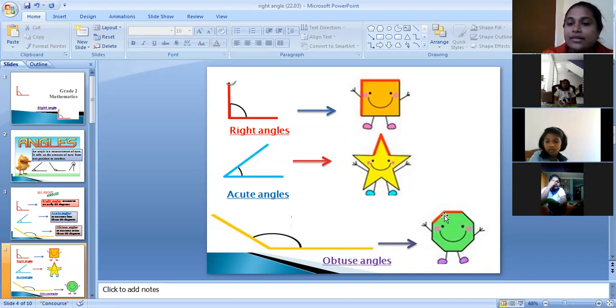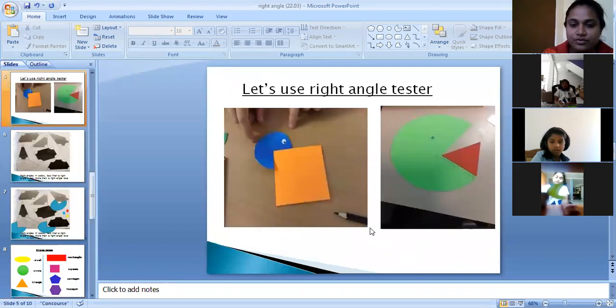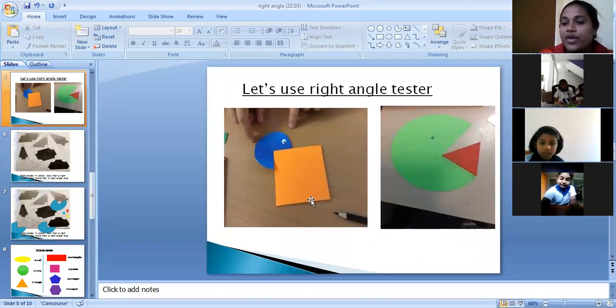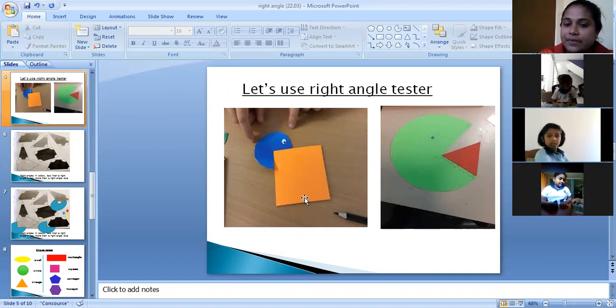Okay, now I think you have the right angle tester and mathematics workbook 1 with you. Now here I have shown the way how we are going to use this to check whether it is a right angle or not. Look at the first picture. What is this shape? It is a rectangle and here I have checked it.